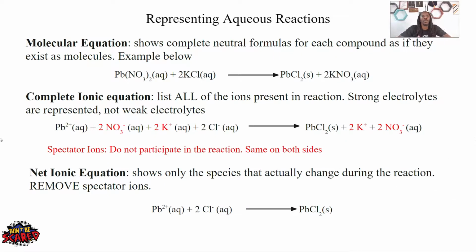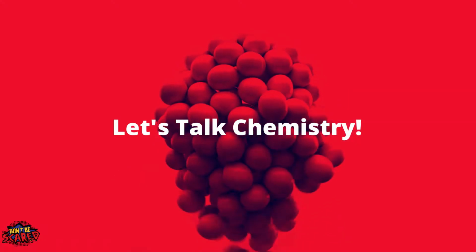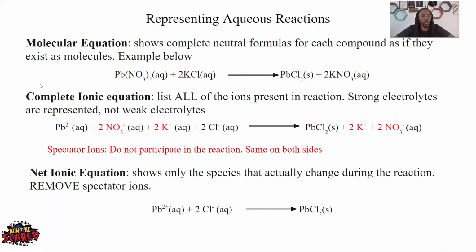Today we are talking about how to represent our aqueous reactions. Let's talk about chemistry. So today we'll be going over molecular equations, complete ionic equations, and net ionic equations. And basically, like we mentioned before, equations are a way of representing our reactions. It's basically us using our chemical formulas and all that type of stuff. So let's talk about molecular equations.